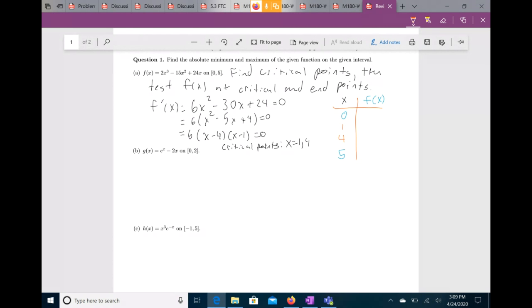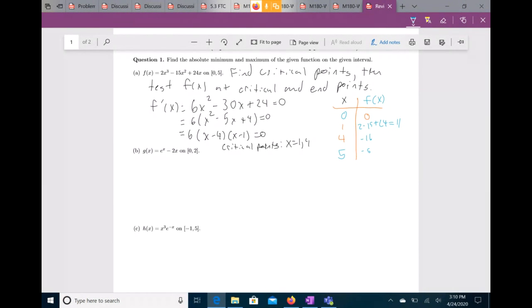If I plug 0 into the original function f, what do I get? Good. And if I plug 1 in, what will I get? Good. So you'll get 2 minus 15 plus 24, which is just 11. If you plug in 4, you'll get negative 16. And if I plug in 5, you get negative 5. Just some quick mental math.